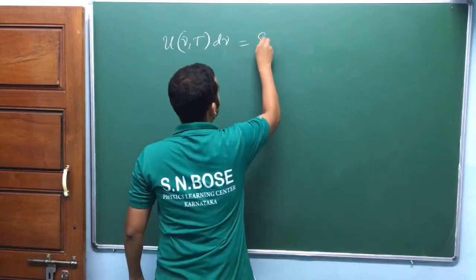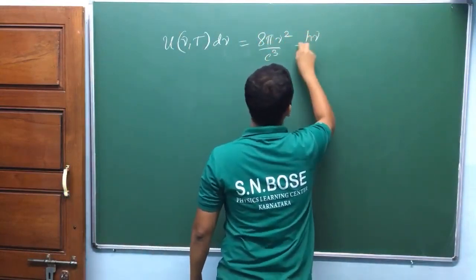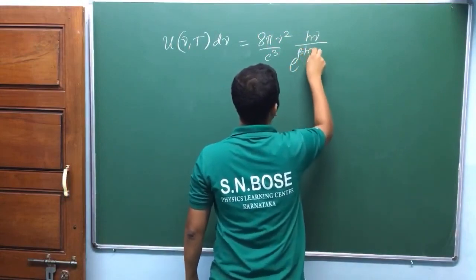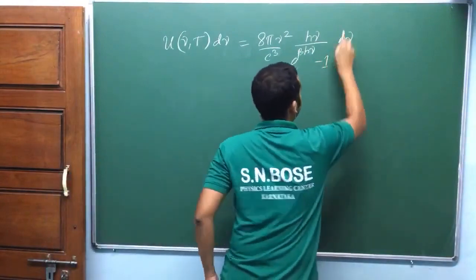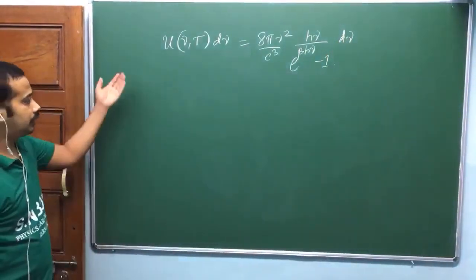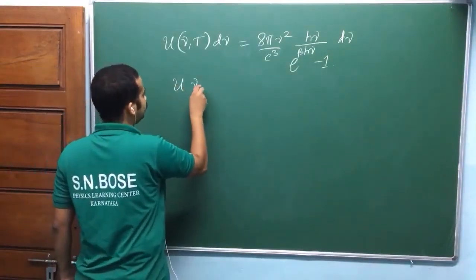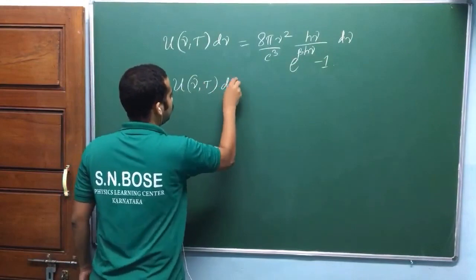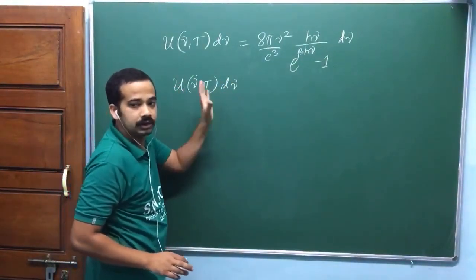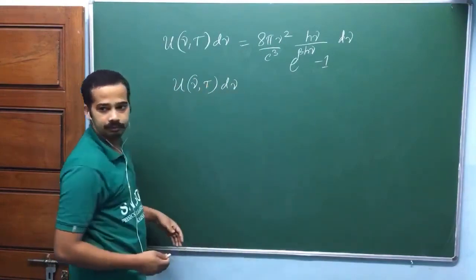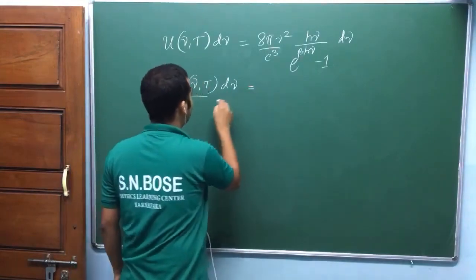You have written this one: 8 pi nu square by c cube, h nu by e power beta h nu minus 1, where beta is equal to 1 by kBT, d nu. Now if you want to convert this in terms of lambda, look here. This expression u of nu comma t d nu is energy density in the frequency range. It's not per frequency; I have already multiplied by d nu. That's why this total is energy density.